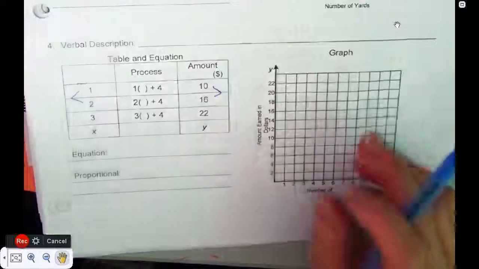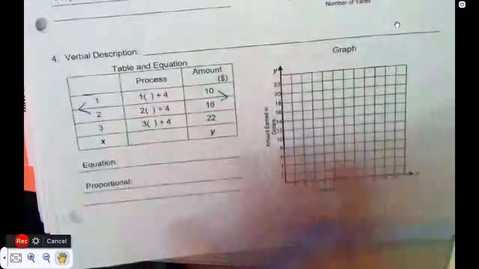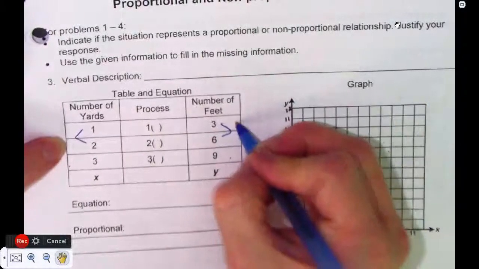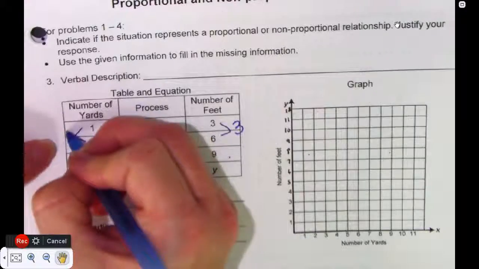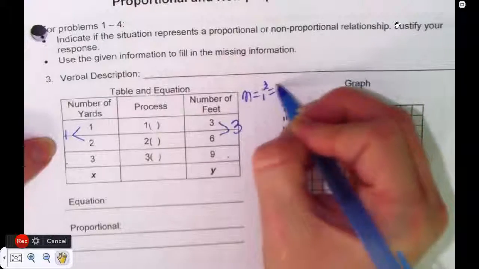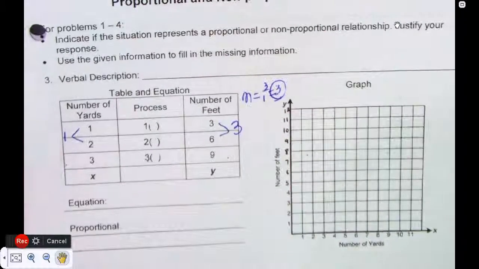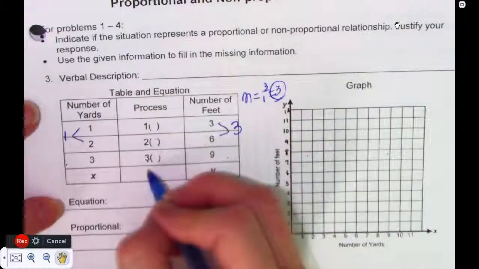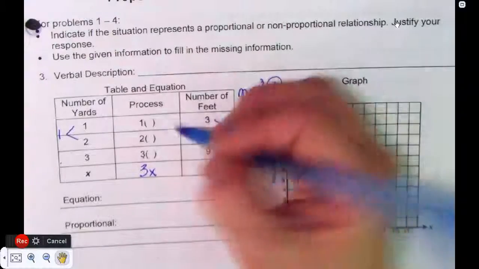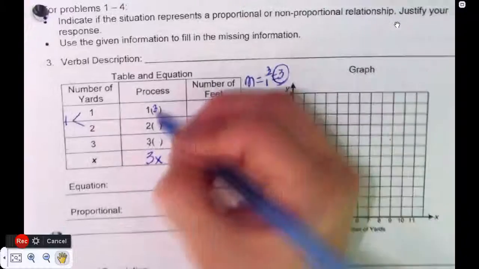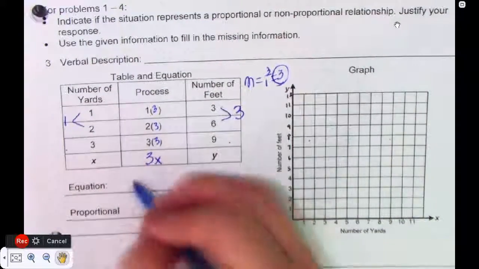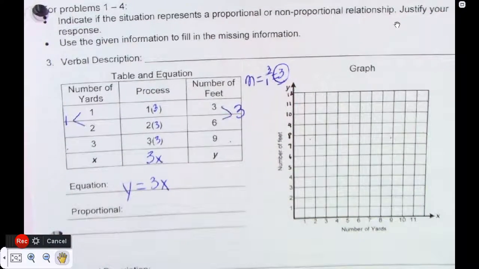Turn the page. Number 3. What's the rate of change? 3 to 6. 3. The rate of change. 1. So m is 3 over 1, which is 3. So 3x. Now, I don't like that they wrote this backwards, but what's 3 times 1? 3. 3 times 2? 6. 3 times 3? 9. So y equals 3x. Proportional, yes or no? Yes.